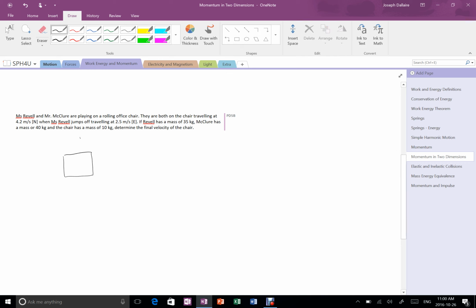So in the initial situation, we have one large object of Revel, McClure, and the chair, which is 35, 40, and 10 respectively. So 35 plus 40 is 75, plus 10 is 85 kilograms total. 85 kilograms traveling at 4.2 meters per second north.